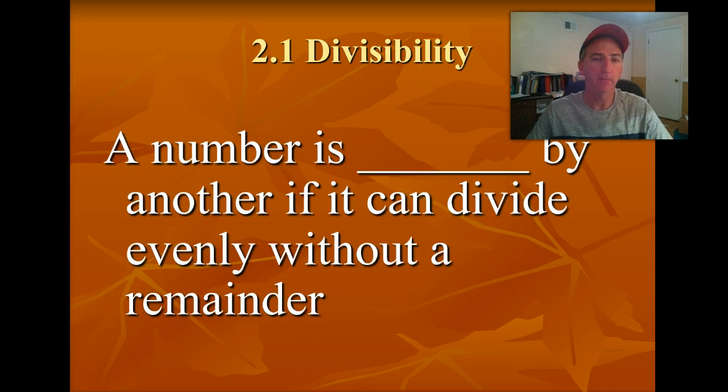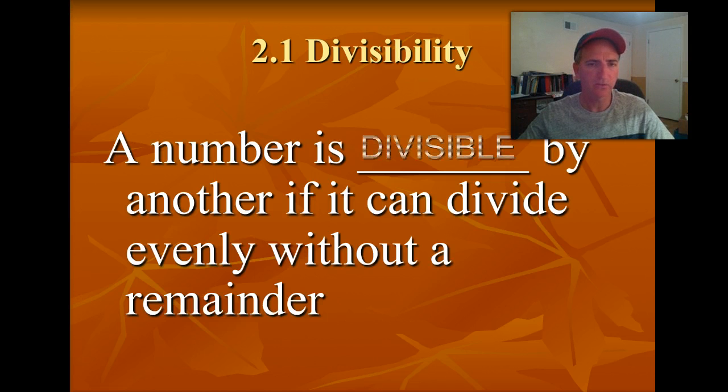We were talking about multiples, which are the results of multiplied numbers, and this word that goes in your next blank, we're at the top of page 5 in your notes. The word that goes in the blank is divisible. A number is divisible by another if it can divide evenly without a remainder. So if I divide a couple of numbers and I end up with no remainder, no decimal value, that number is divisible by the other.